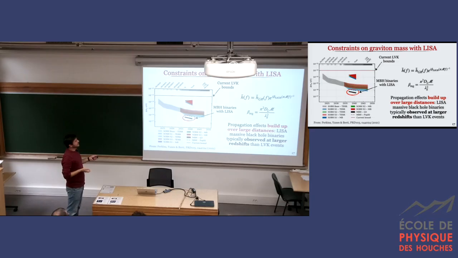And so this essentially means that, because what I was saying is that propagation effects are effects that build up over the distance. If you can see something farther away, that will mean better constraints on your events.